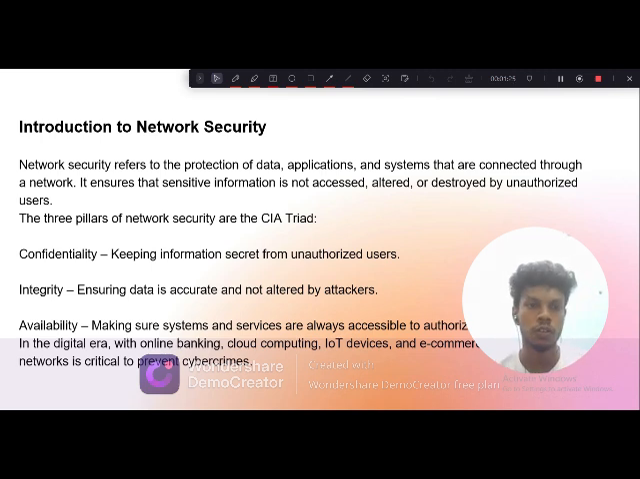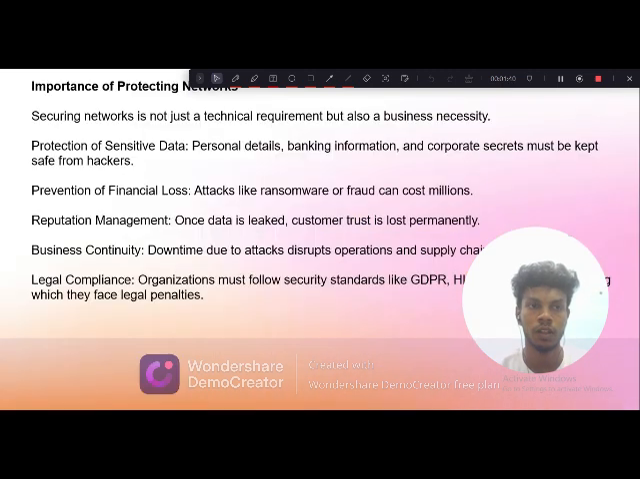The three pillars of network security are CIA: confidentiality, integrity and availability. What does confidentiality mean? Keeping the information secret from unauthorized people. Integrity ensures the data is secure and accurate and not altered by attackers. The next is the importance of protecting the network.